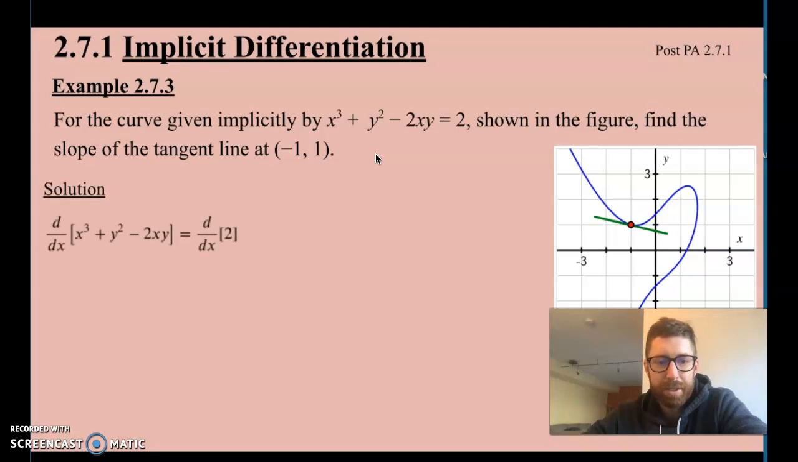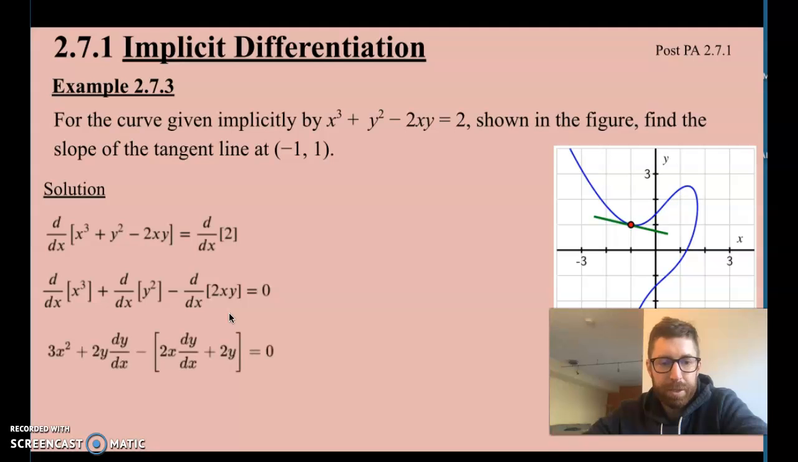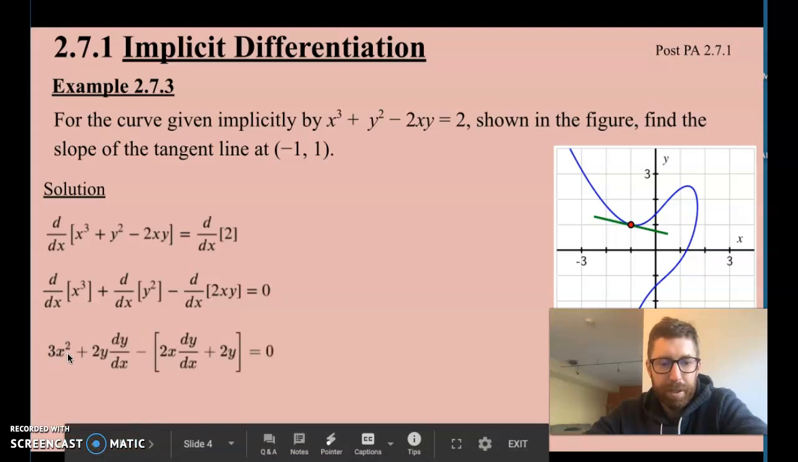So let's go ahead and try this. Let's take the derivative of the left and the derivative of the right. Let's split it up. When I look at this, I see a sum and a difference, right? So we're going to take the derivative of x cubed plus the derivative of y squared minus the derivative of 2 times xy. So that's where I get the 3x squared.